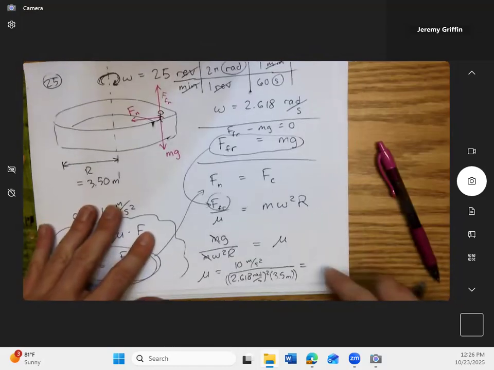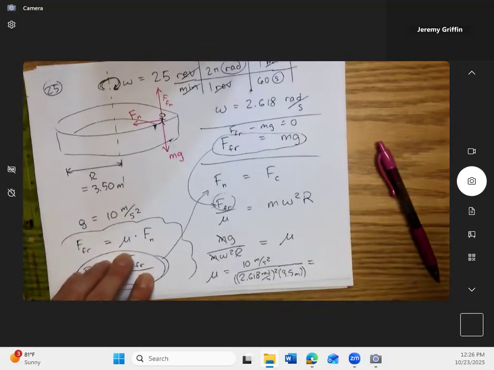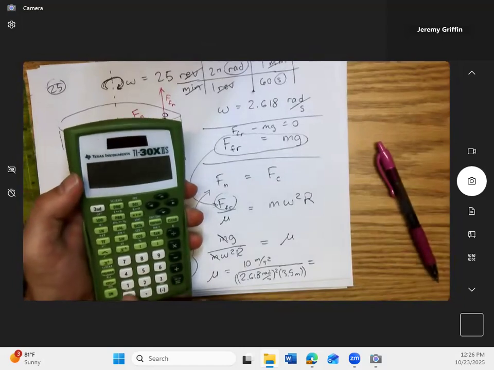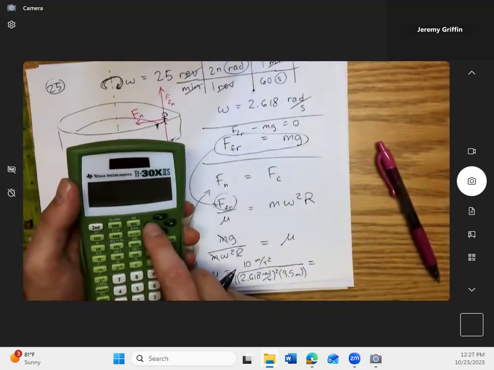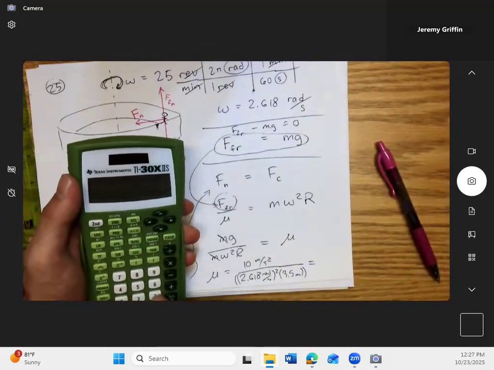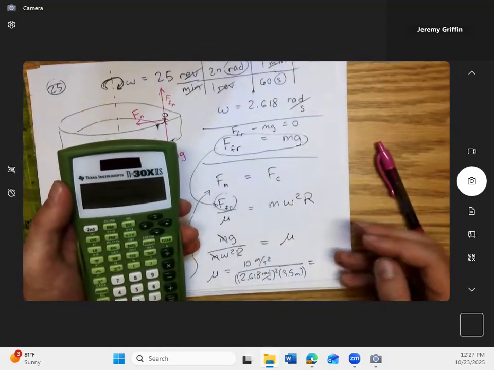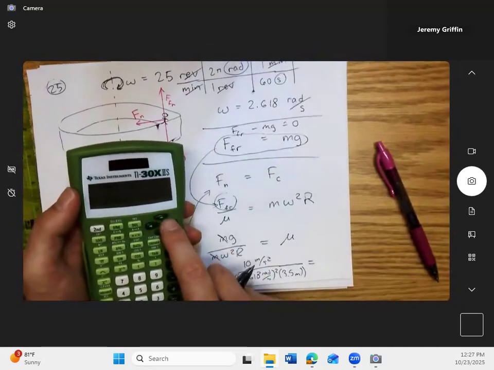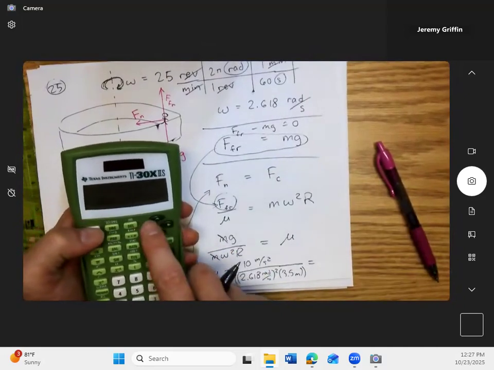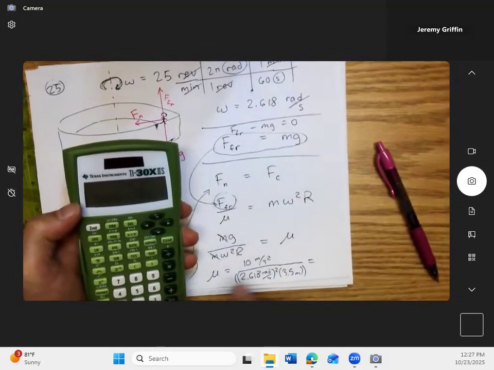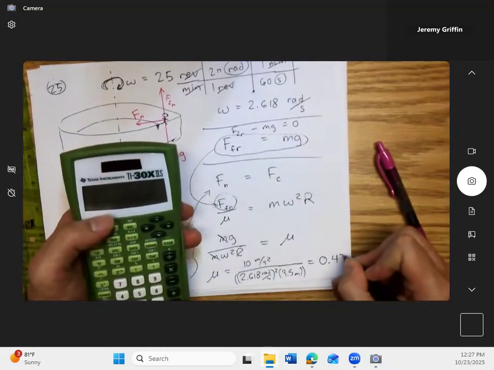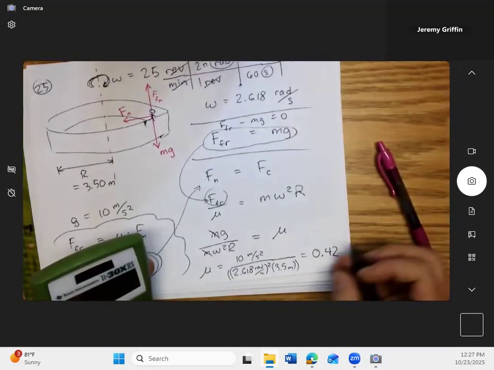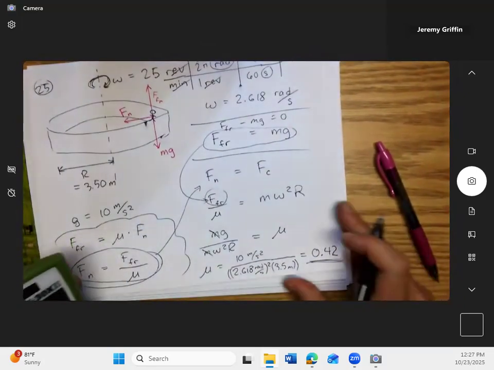This is the fresh part. Let's get a number right here in the corner. So what's the minimum necessary coefficient of friction? 10 divided by, and then a bunch of parentheses here, 2.618 squared, times 3.5. Yeah, that looks about right. 0.42. Yeah, that looks pretty well aligned with reasonable coefficients of friction.